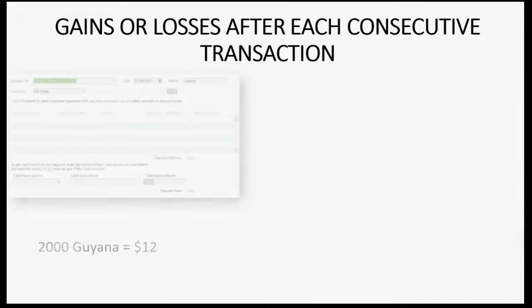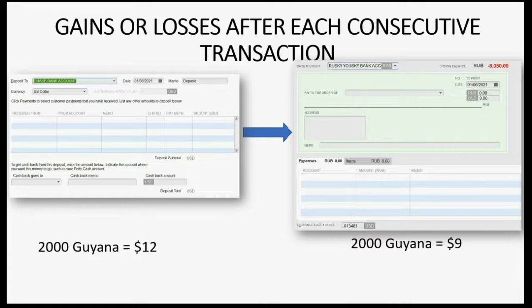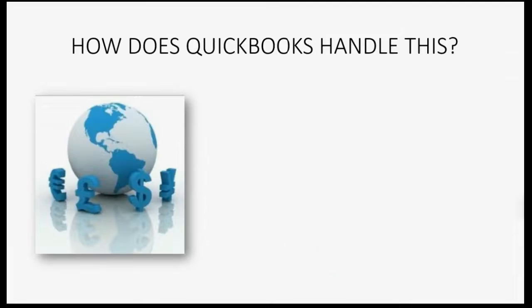So you see, it's fantastic, but it's not always good news, because now your 2,000 Guyana dollars that were worth $12 when you deposited them into the bank are now going to pay an expense, and at the moment you go to pay the expense, the 2,000 Guyana dollars are now again worth $9, which means you just lost $3 between the moment that you got the money and the moment you went to pay for the expense.